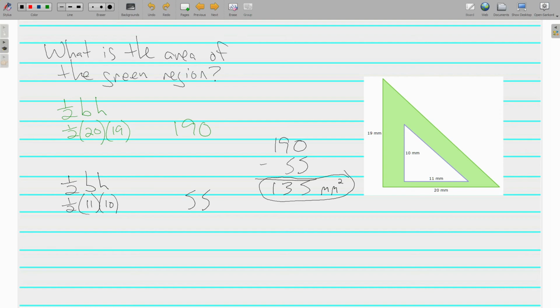Okay? So we've got composite figures, and something like composite figures where you're subtracting areas to find out what part is missing from the middle.